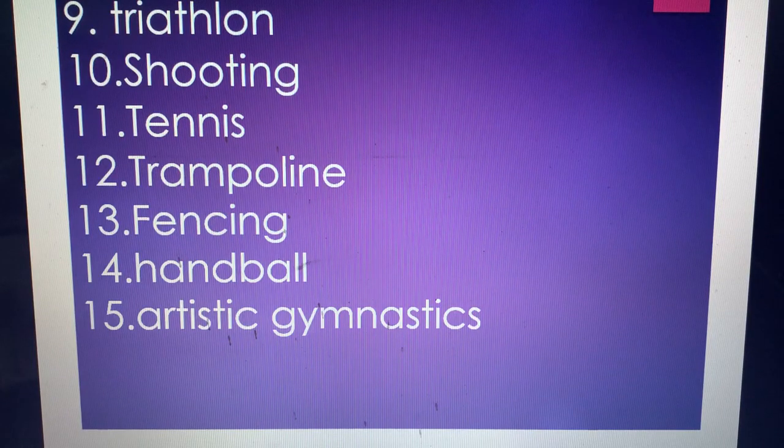With the help of these word smart, these 15 different sports you might have learned, your knowledge has been enhanced. You have learned different kinds of sports activities which you might not be aware of.